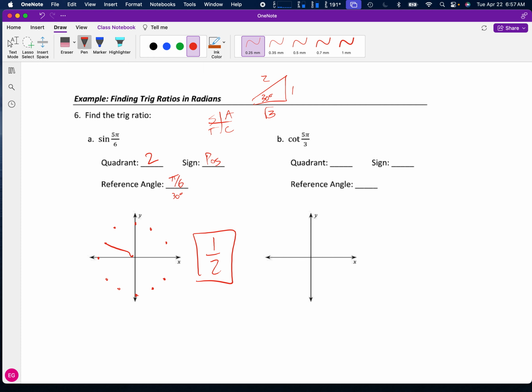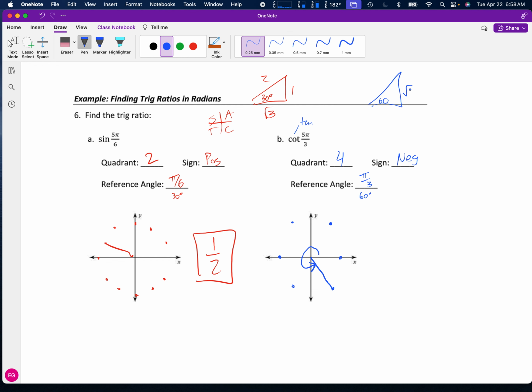Same idea for cotan. When we go to do this one, we're counting by pi over 3s. That's the one that makes 6 things, like a little hexagon shape. Okay, so I'm going to do 1, 2, 3, 4, 5. That's going to put me right here. So I'm really going all the way around. So this is in quadrant 4. Cotan, which is really a tangent, is negative in quadrant 4. And our reference angle is pi over 3, aka 60.